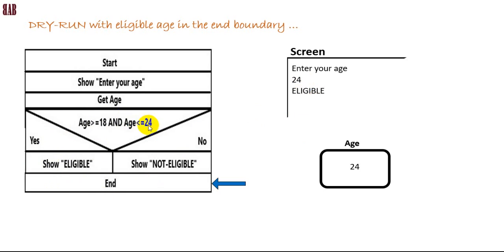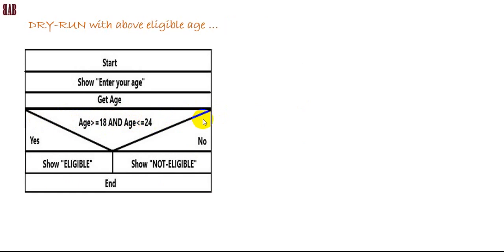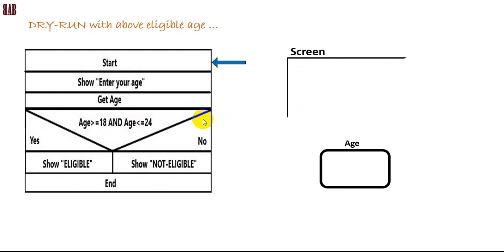Now let's try something outside on this side. So we have already tried something on this side, this value, something in between, this value, and now we're going to try something outside this. So let's try a run. Okay, so let's again see the screen and the two variables. We start, enter your age, message comes onto the screen. Why are we putting this message? Because this is the only area the user is going to see. So when he sees this message, he gets alerted that he has to enter an age.